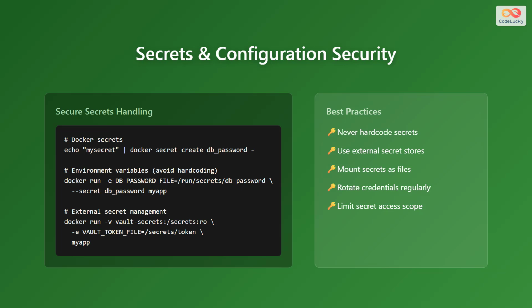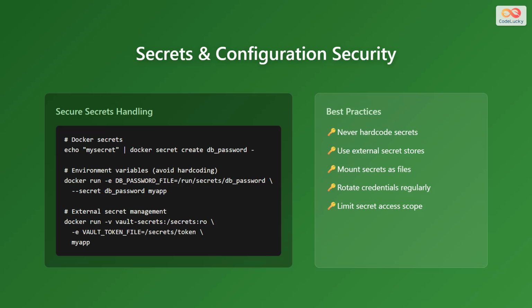Properly managing secrets and configurations is crucial for container security. Never hardcode secrets in your code or Docker files. Instead, use external secret stores like Docker Secrets or Vault. Mount secrets as files in the container to prevent them from being exposed in environment variables. Remember to rotate credentials regularly and limit the scope of access for each secret.